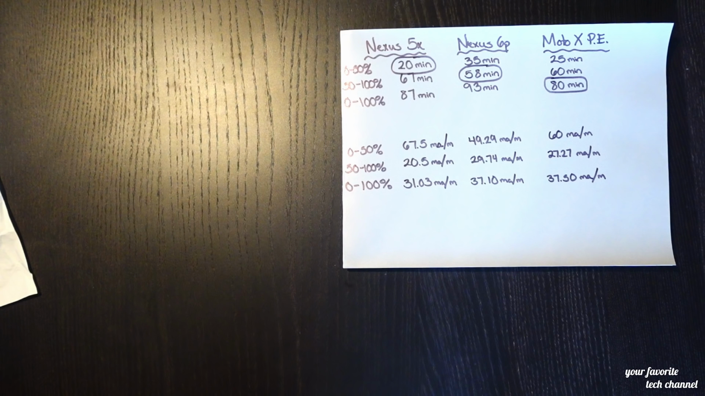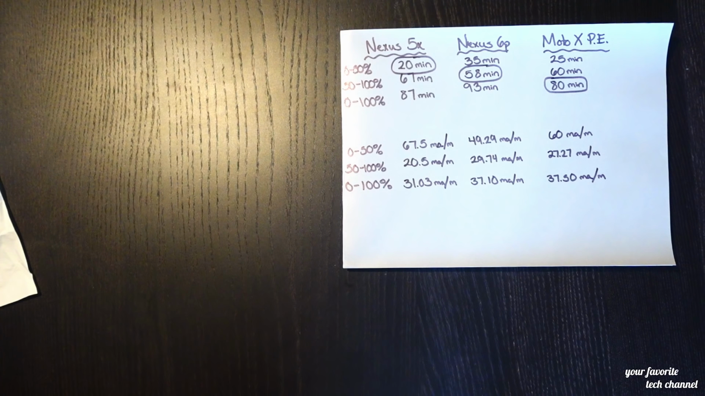If you're somebody who is really in the mid-range, then you're going to like the Nexus 6P because it has a 29.74, slightly faster than the rest. But if you're somebody who, like me, wants a 100% fully charged battery before you leave the house, just to make sure you're good for the rest of the day, you're going to want the Moto X Pure, because it is the fastest of them all to reach 100%, and the overall rate is the quickest at 37.5, although it's just a hair better than the 6P.